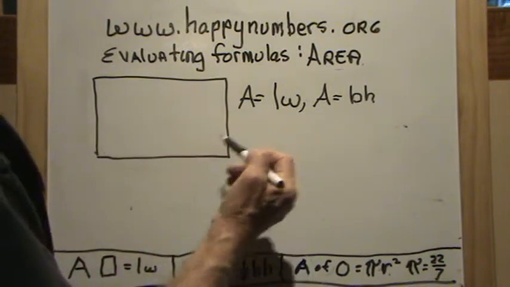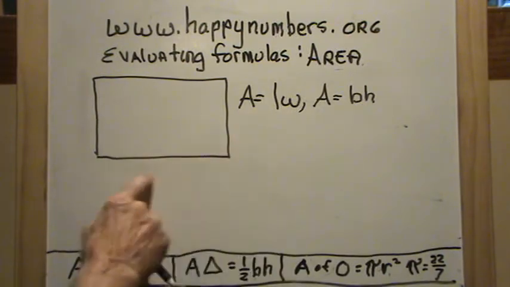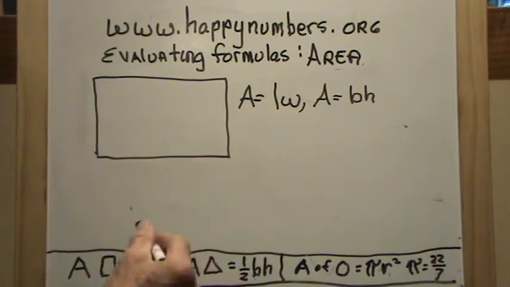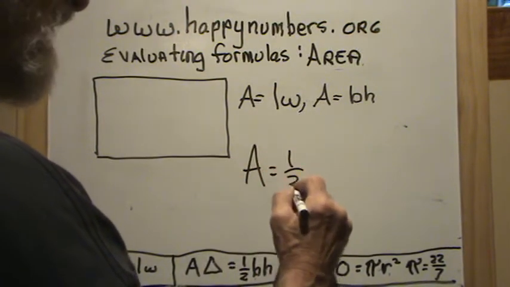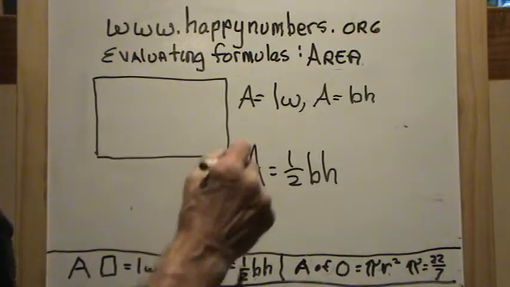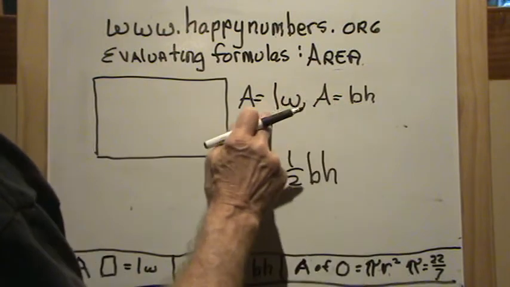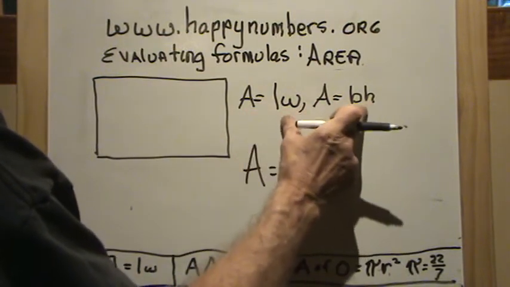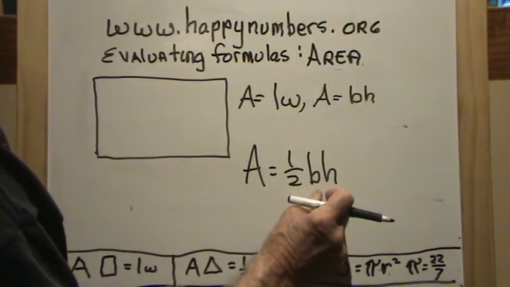So the area is the base times the height, or the length times the width, either way you want to call it. Now the area for a triangle is equal to 1/2 the base times the height. The area for a rectangle is the base times the height, or the length times the width. These are the same things. The area for a triangle, we use base and height.